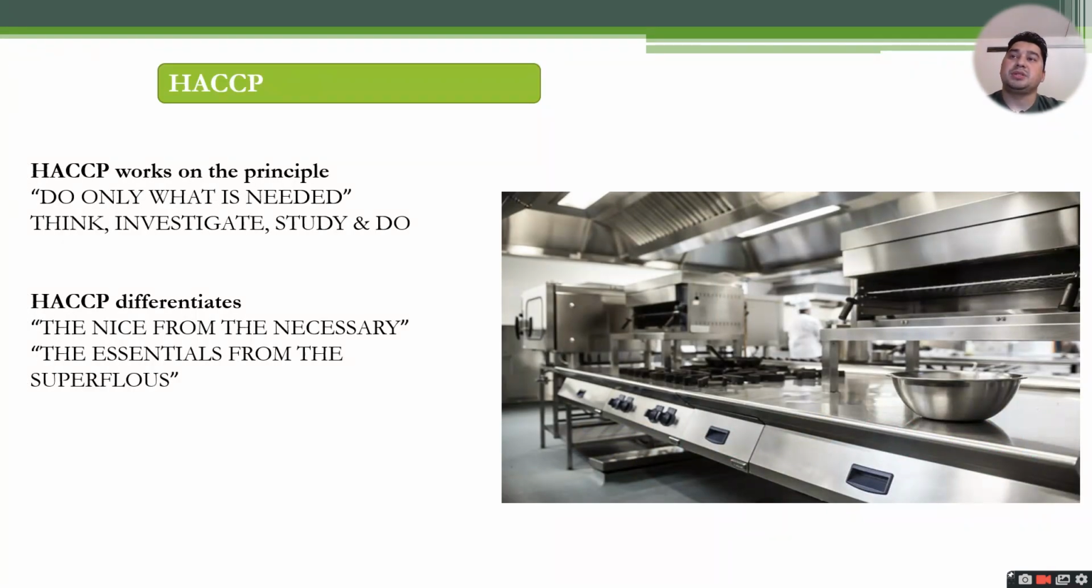HACCP works on the principles: do only what is needed; think, investigate, study, and do. Those are the principles of HACCP. Now HACCP differentiates the nice from the necessary, the essentials from the superfluous. So these are the principles, and this is how HACCP differentiates.